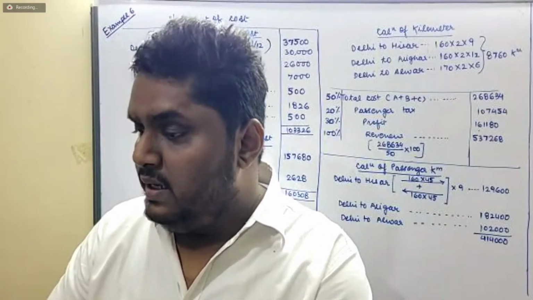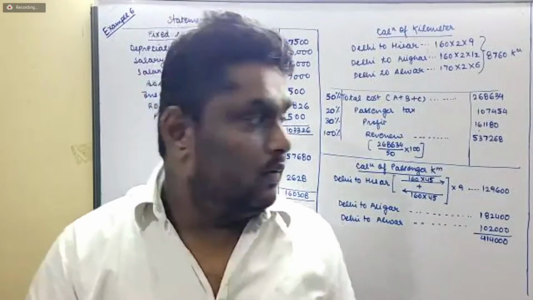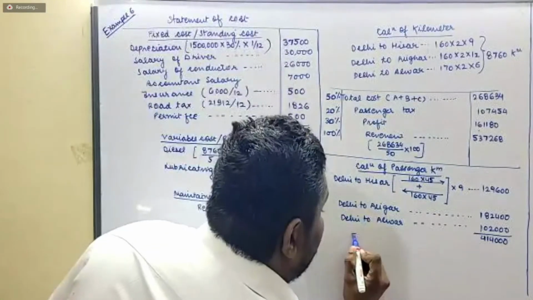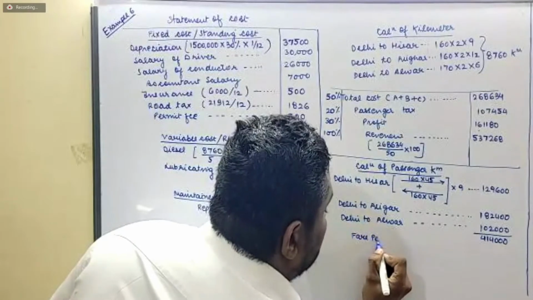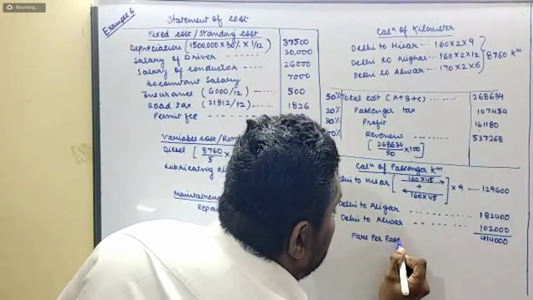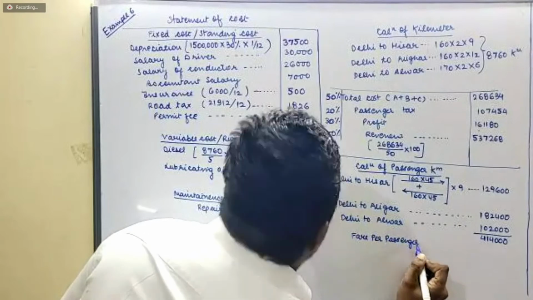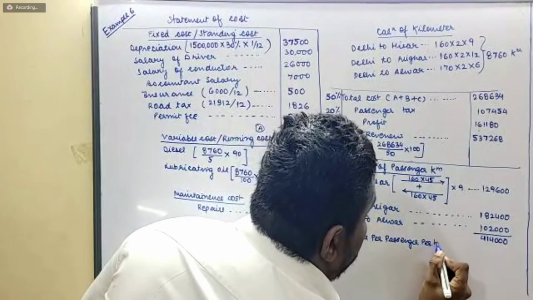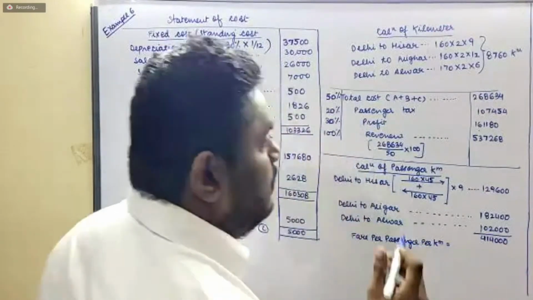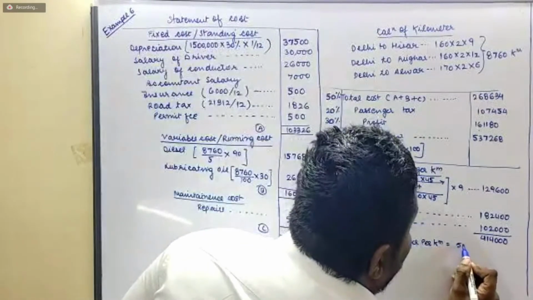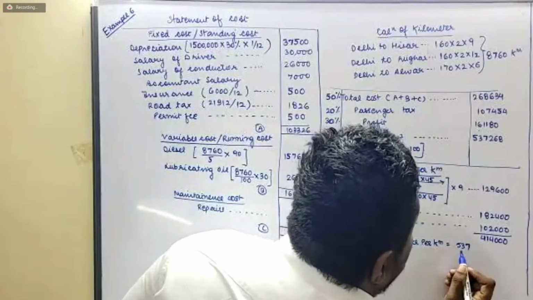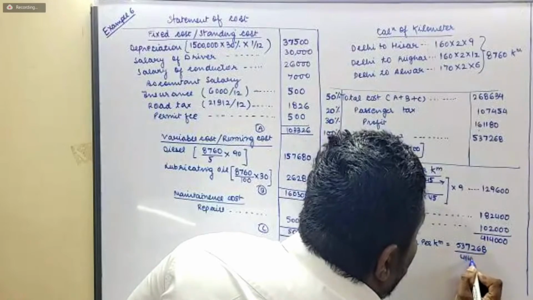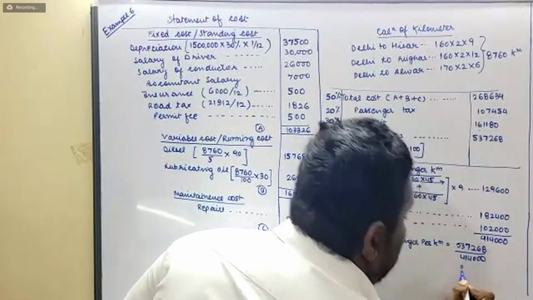Delhi to Hisar. Yes, very good, guys. So now we'll calculate the fare per passenger per kilometer. So this will be 537,268 divided by 4,14,000.